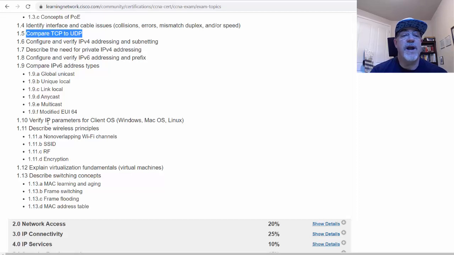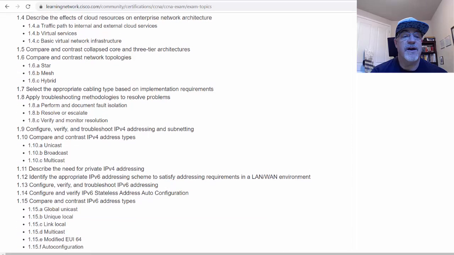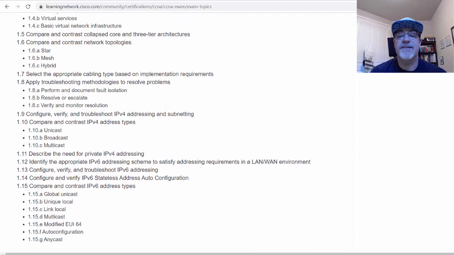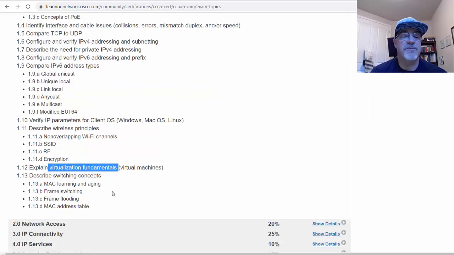Let's see here, wireless principles. So now, wireless principles, a little more focus on wireless on this new exam. Virtualization fundamentals, be able to explain them. And then switching concepts. Now this is a bit different from the network fundamentals on the previous exam. However, this doesn't seem to be where most of the changes are. So let's go to the next one.